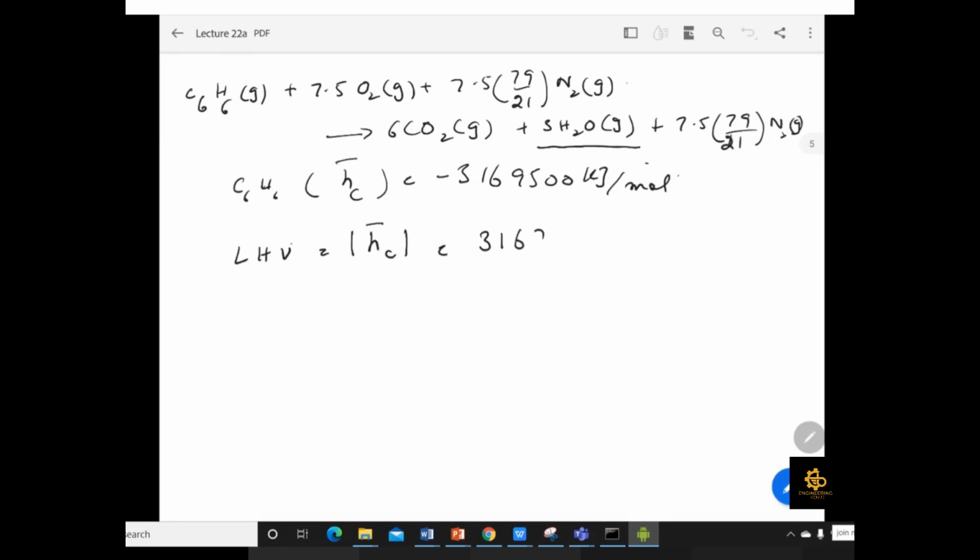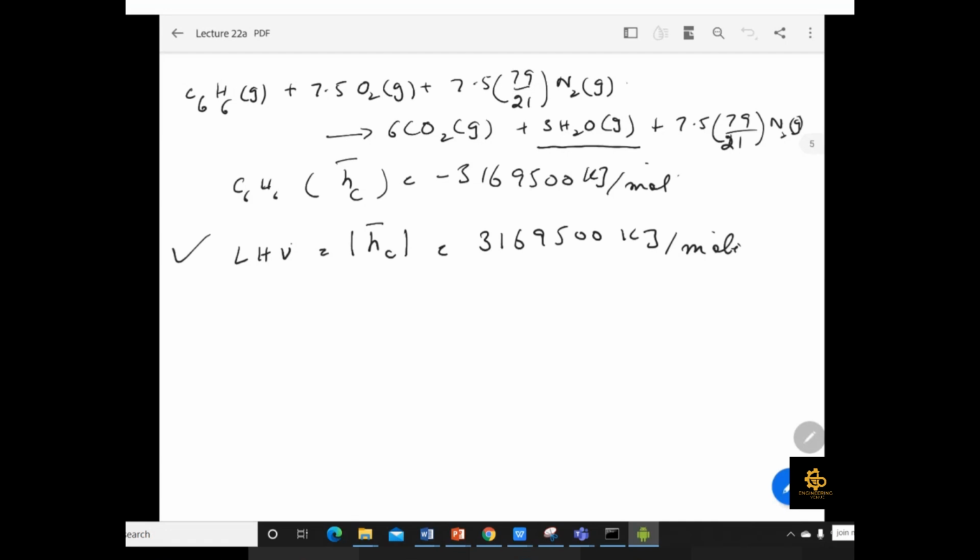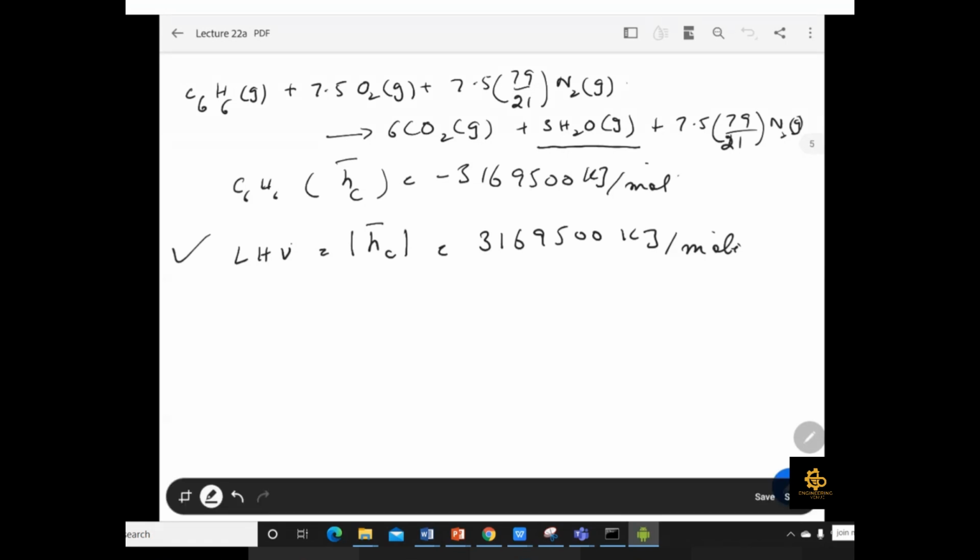And this is 3169500 kilojoule per mole. Similarly, if it were mentioned as the liquid form, you could directly find the higher heating value by using the available data. So this is the first thing required in the problem statement. Now it is also asked to find the lower heating value per kg of mixture. As I already told you, whenever we calculate the lower heating value, most of the time it is in kilojoule per kg.